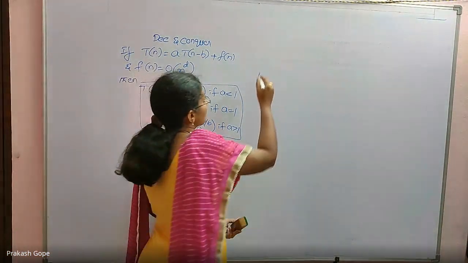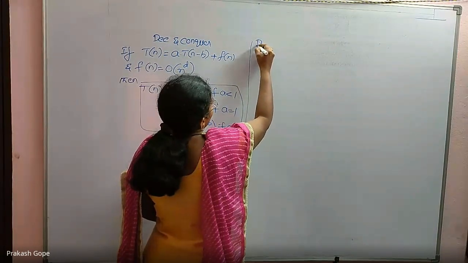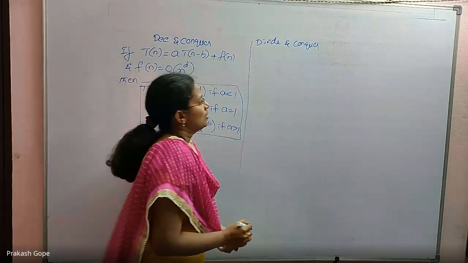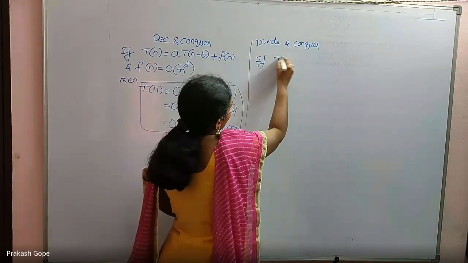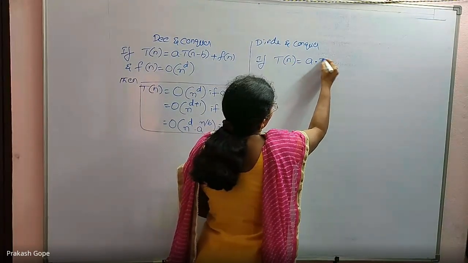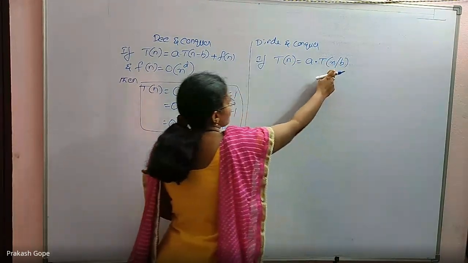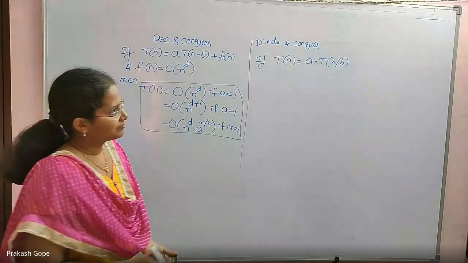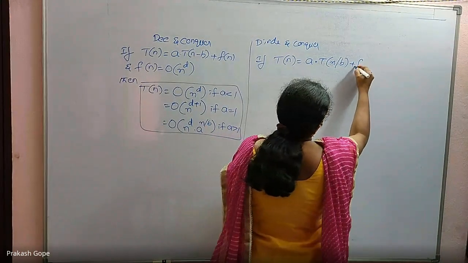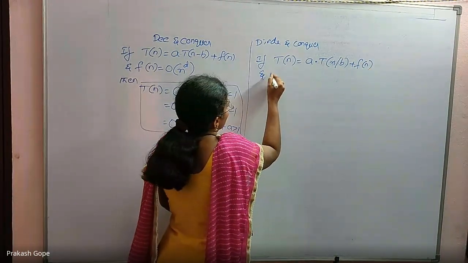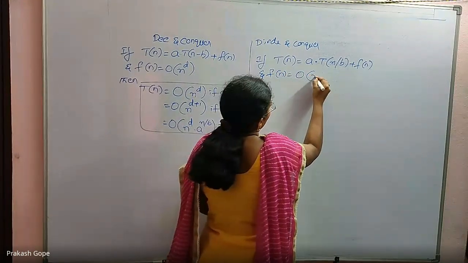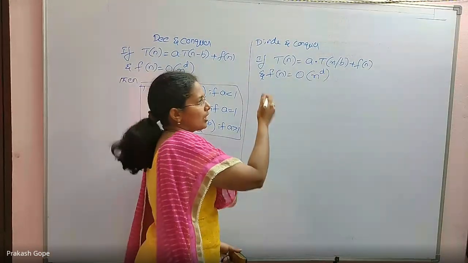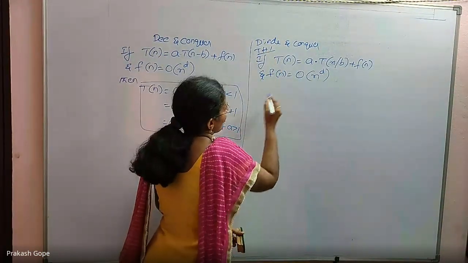Now divide and conquer case. This is divide and conquer. So if T of n is a into T of n by b, this is division, that's why it is divide and conquer. Okay, if it is minus, it is decrease and conquer. Plus f of n. And this f of n is in terms of n power d, which means it is in polynomial format. Okay. Then you can apply this theorem 1. This is theorem 1.